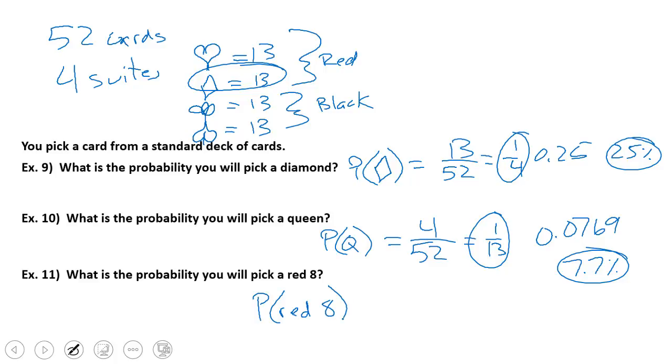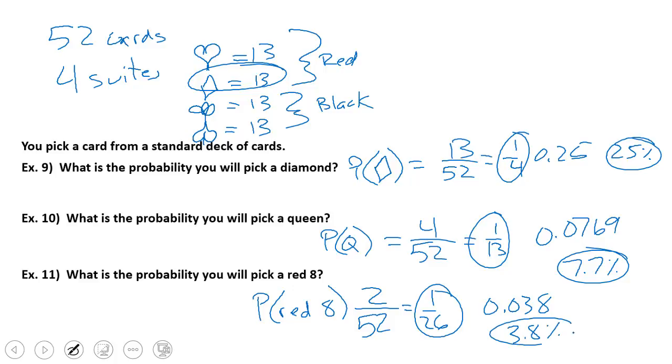Probability of a red 8. There are 2 of them that are red out of the 52 cards. That does simplify to 1 out of 26. When you do the math, that's 0.038, and there are other numbers, but they're small, so 3.8% chance. 3.8 is just about half of 7.7 because it's been rounded. It's not exact, but it is what it is.